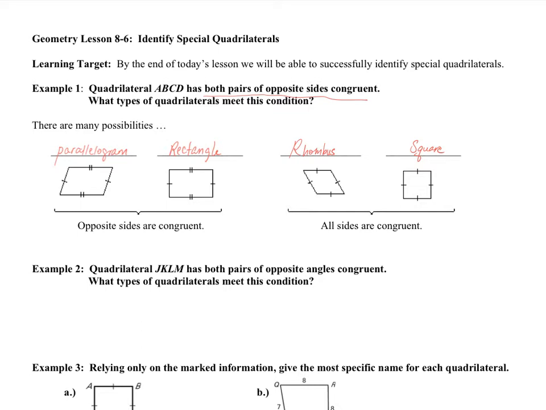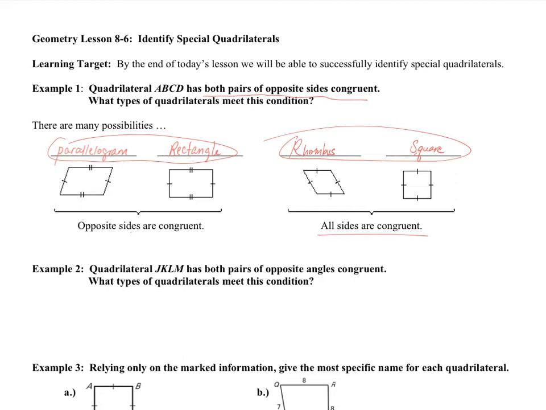Well, the difference between this group and this group is that for the parallelogram and the rectangle, they have two pairs of opposite sides congruent, but not necessarily all sides are congruent. But for the rhombus and square, all sides are congruent.